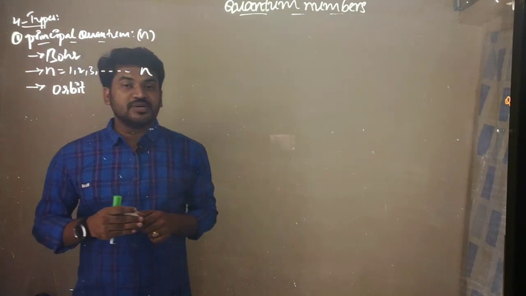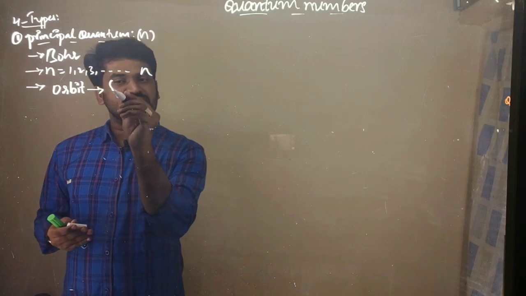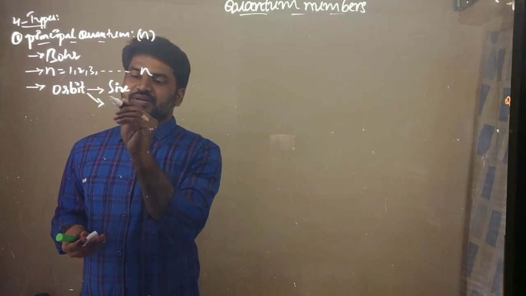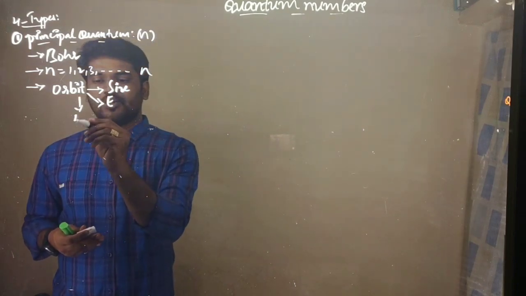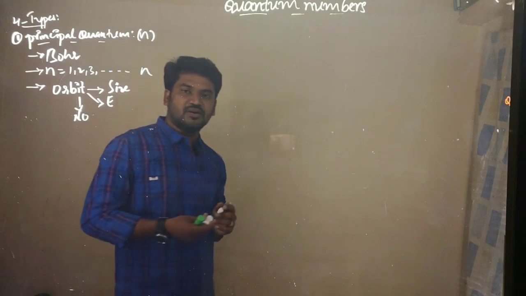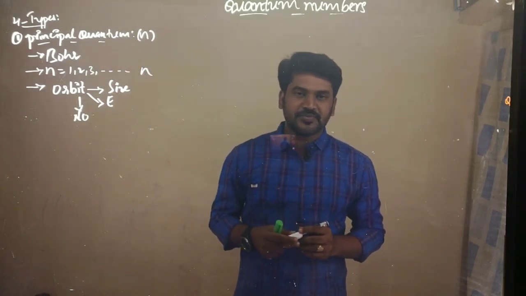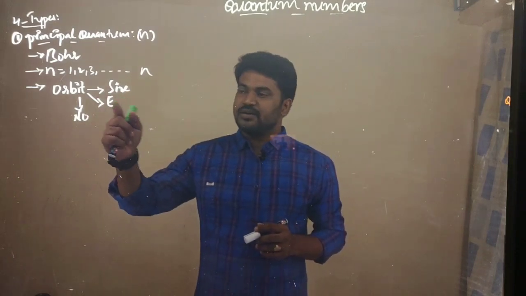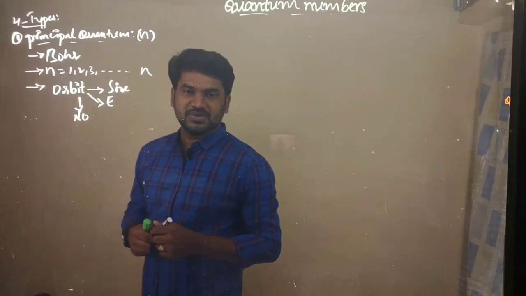And what information does it give about the orbit? Orbit size, orbit energy, and orbit number. So the principal quantum number gives the information about the orbit size, energy, and number of the orbit.